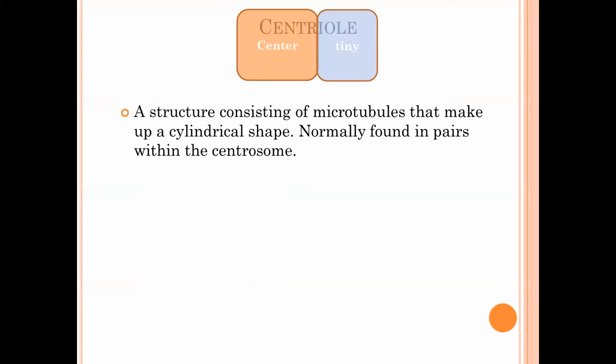It's a structure consisting of microtubules that make up a cylindrical shape. They are normally found in pairs that are perpendicular to each other, within the centrosome.